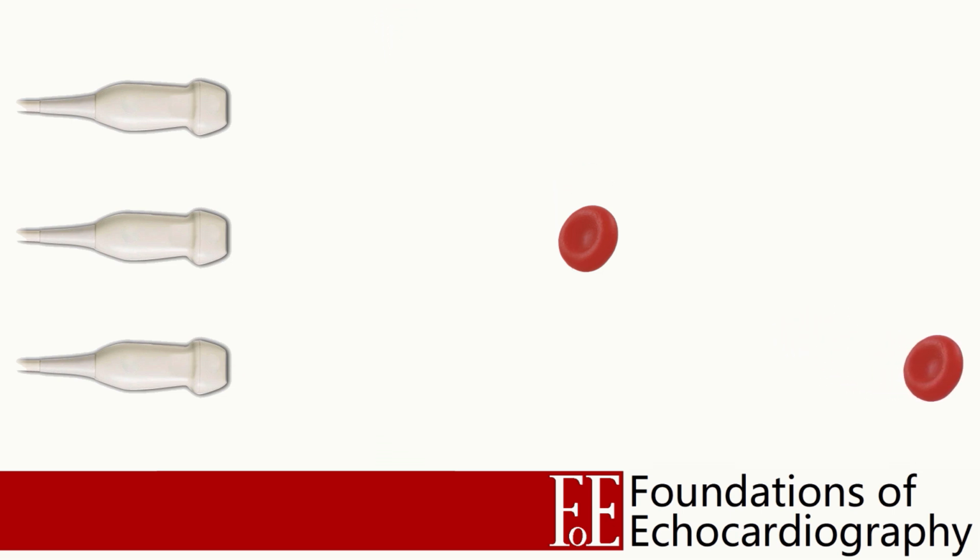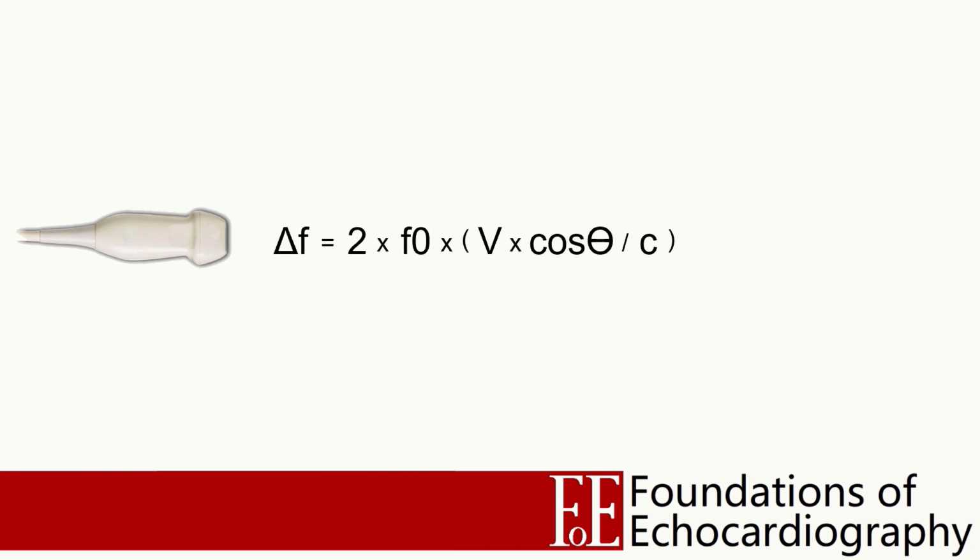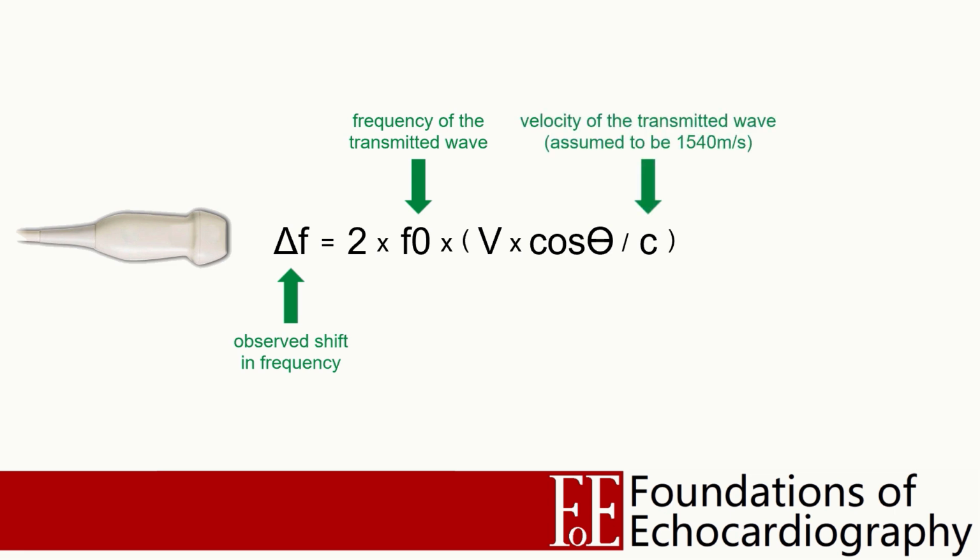The relationship between the velocity of the blood and the magnitude of a frequency shift is described in the Doppler equation. Let's break this equation down in order to understand it. In this equation, f0 represents the frequency of a transmitted wave, the frequency that the ultrasound probe initially generated, and of course the ultrasound machine knows this value. Delta f is the observed shift in frequency, that is, the difference between the frequency that the probe generated and the measured frequency of the returning wave.